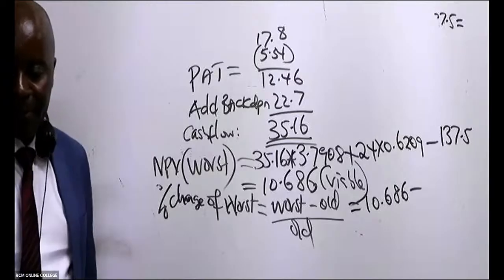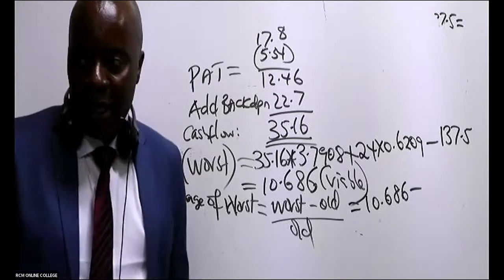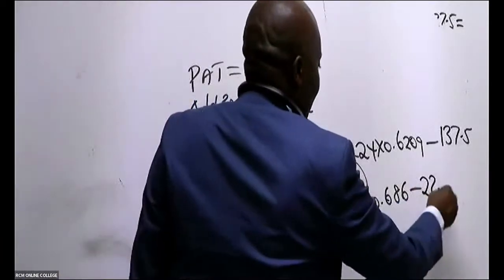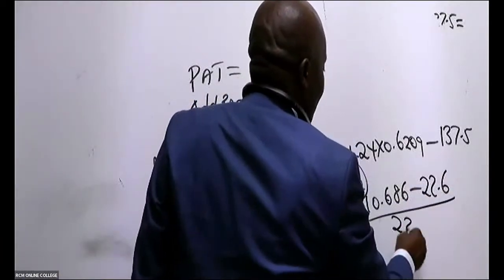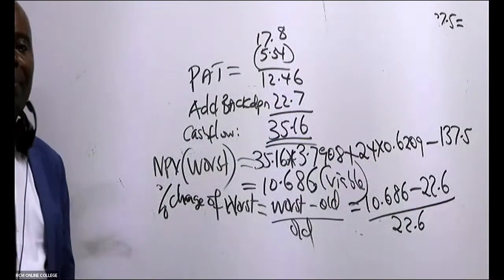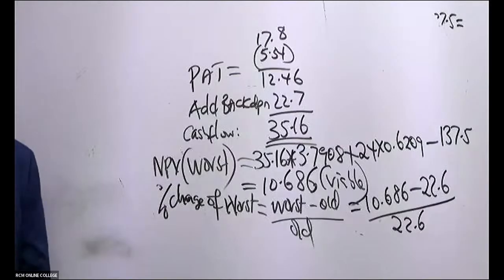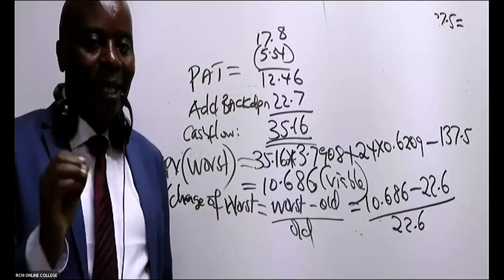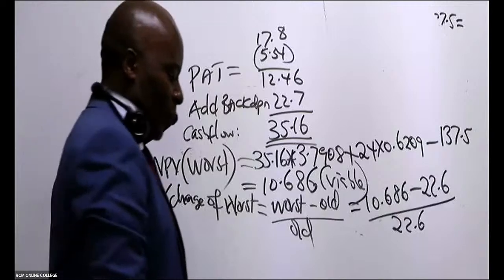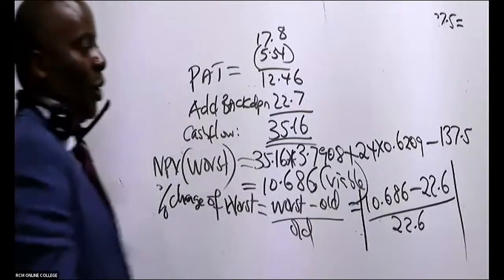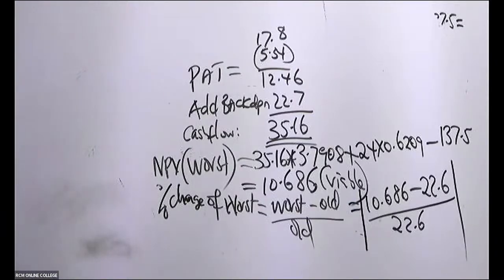What was the old figure? 22.6, all over the old, which is 22.6, isn't it? Whatever answer we get shall be multiplied by 100. And then remember, in terms of percentage change, we are interested in the modulus. We're interested in the number, not the sign. That's why whenever you get the sign being negative, you do like this. Because you want the percentage change. You don't want the direction.